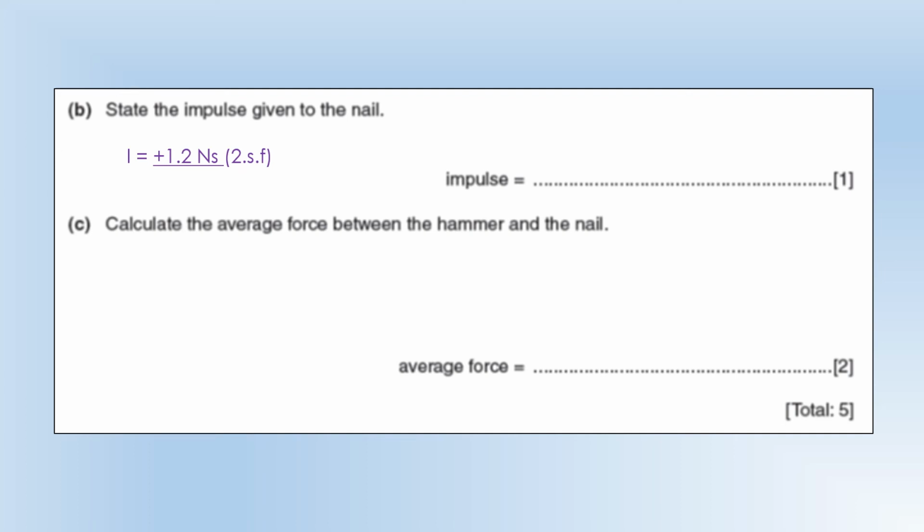Calculate the average force between the hammer and the nail. We're going to use Newton's second law, which says force is equal to rate of change of momentum. The impulse is 1.2, the time is 0.0015, that gives us an 800 newton force.